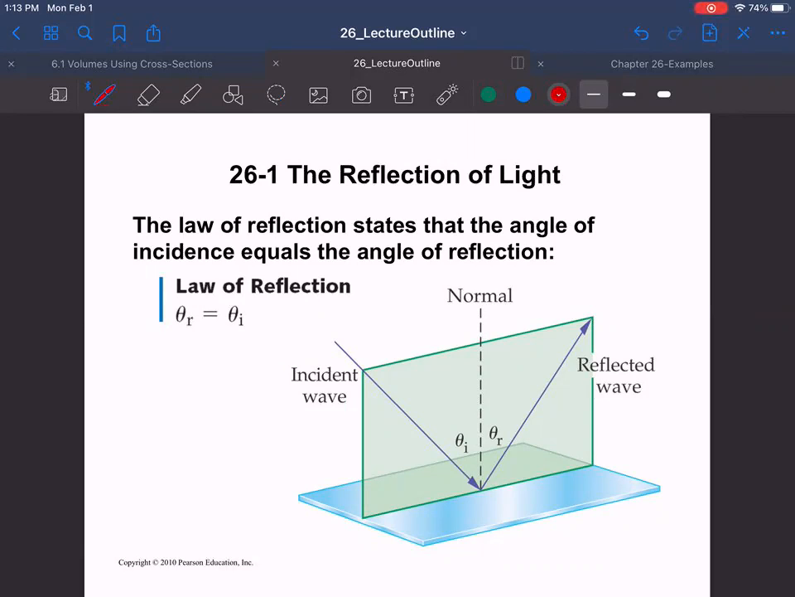Almost like throwing a ball off the wall, assuming the ball isn't spinning or something, whatever angle it hits at is the angle it's gonna bounce off at. This does the same sort of thing. Okay?